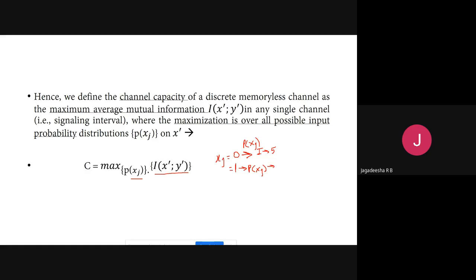Then using that, you find out the mutual information I again. Then what do you get? You get some value as the result of this computation. Maybe that value is 4. In this case, what's the channel capacity? The channel capacity is the maximum of 5 and 4. What's the maximum value? That is 5, right? So channel capacity is 5. That is the meaning of this equation here.